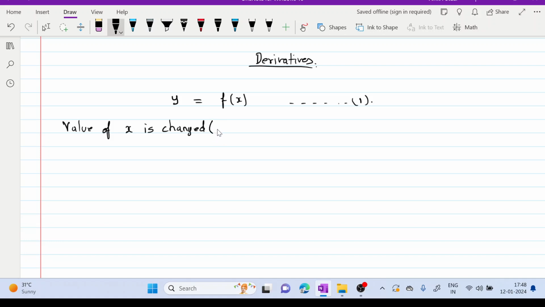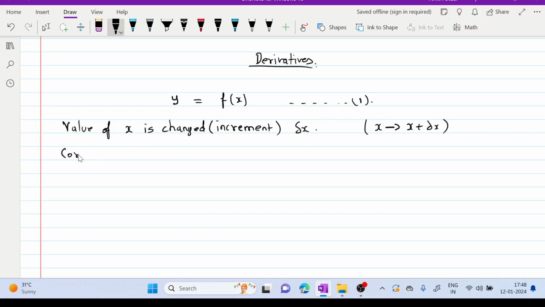You can use any words, change or increment, by a small value delta x. So basically what is happening is x becomes x plus delta x. For example, x was 2, then x becomes 2.002 or 2.001, something like that, a very small change. Then the value of y also changes.